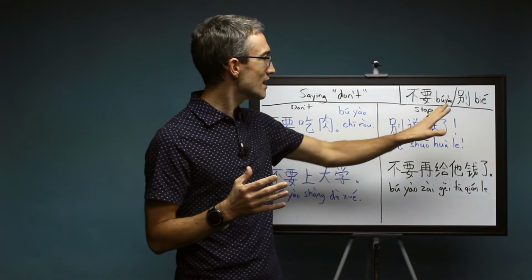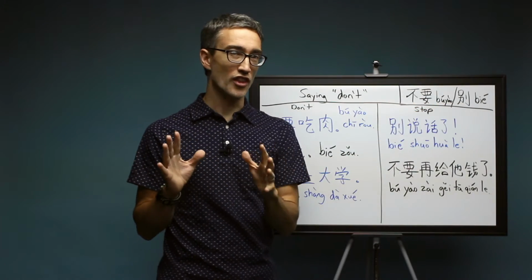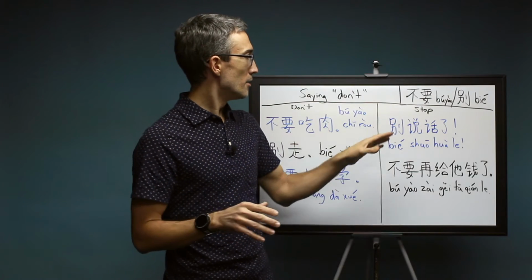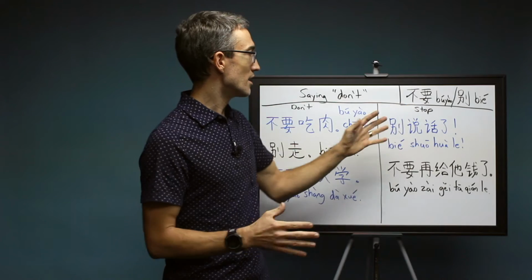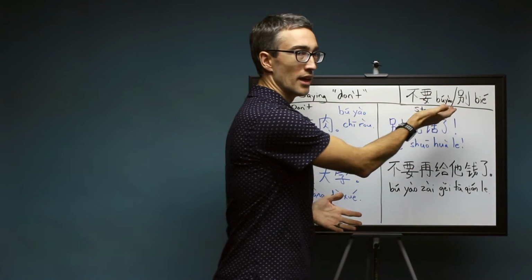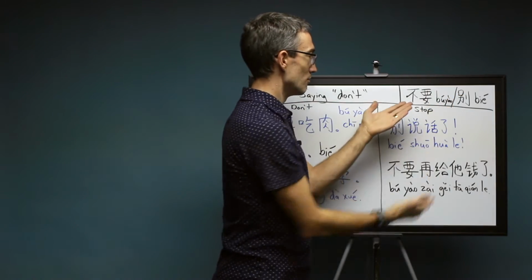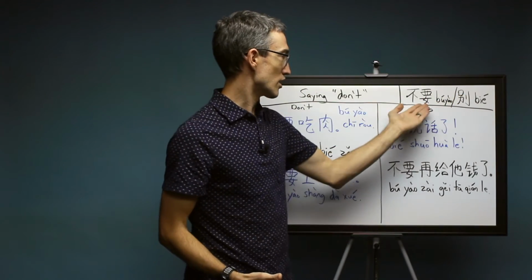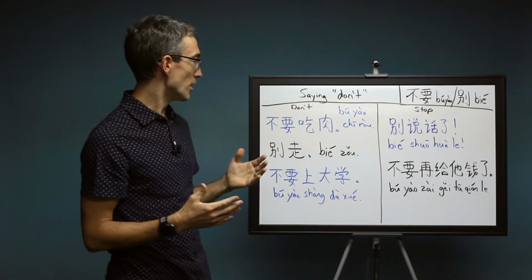In fact, you can think of 别 as a contraction of 不要. I don't think or know that's actually true. It might be, I'm not sure. But you can think of it that way, because they mean the same thing, and you can sort of imagine that this is a contraction of that to help you remember that they are the same and they act the same way.